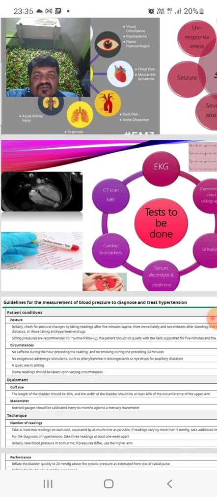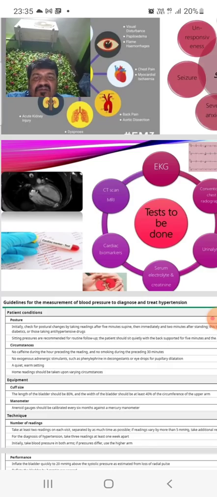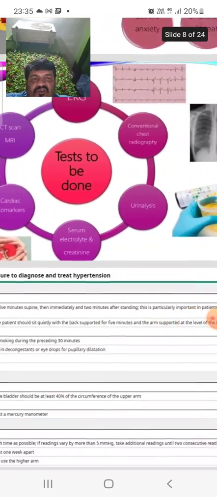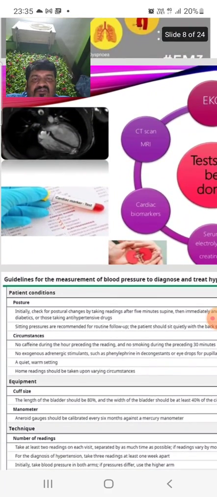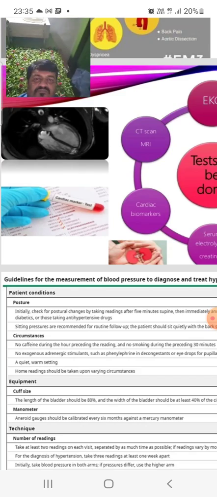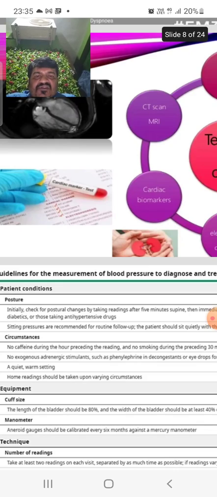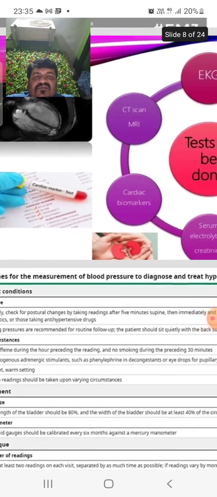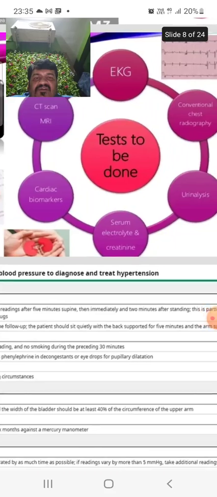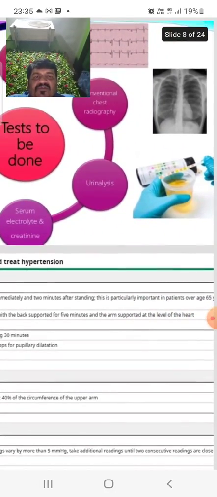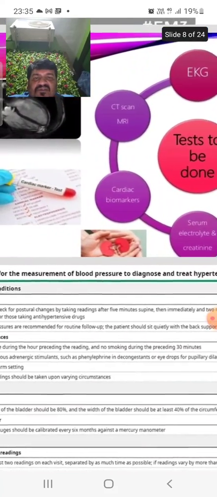Now I just want to talk to you about the guidelines for the measurement of blood pressure to diagnose and to treat hypertension. In these cases we'll talk about the patient condition, what is the actual condition of the patients. So, posture. Initially check for the postural changes by taking readings after 5 minutes supine, then immediately and 2 minutes after standing. This is particularly important in patients older than 65 years of age.